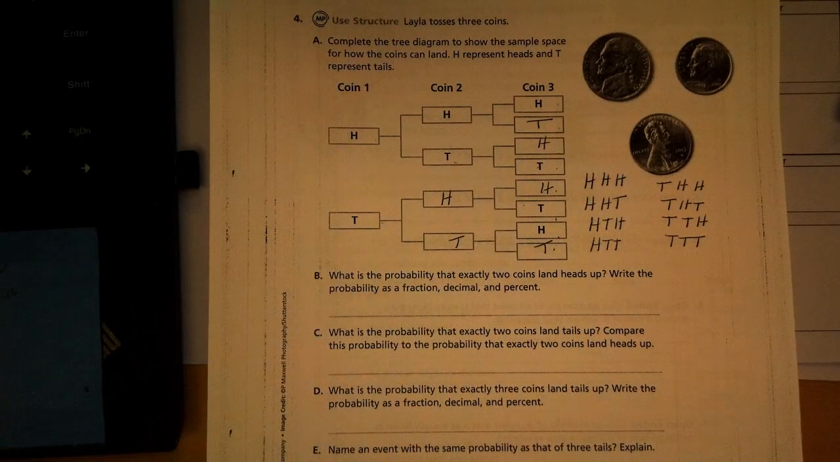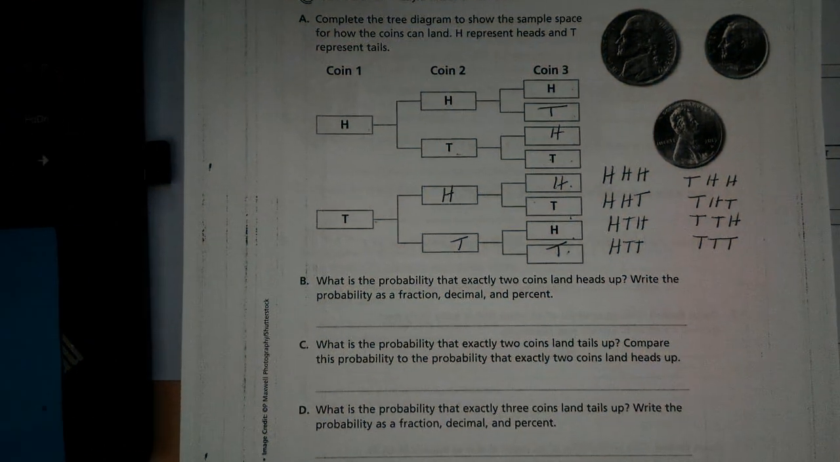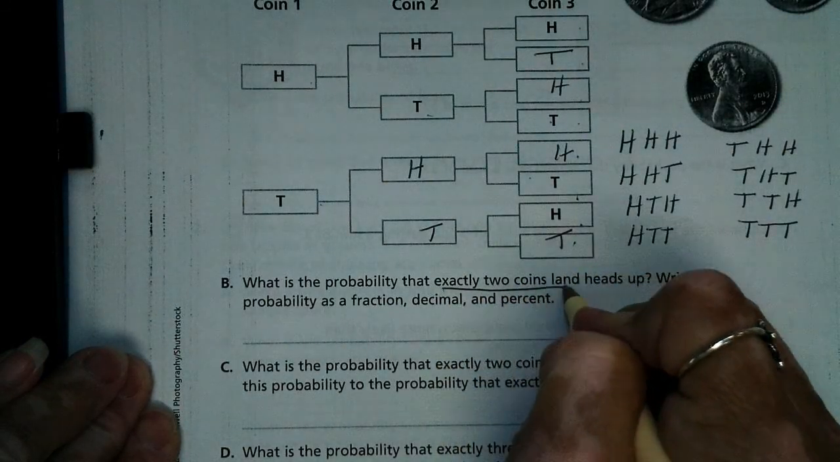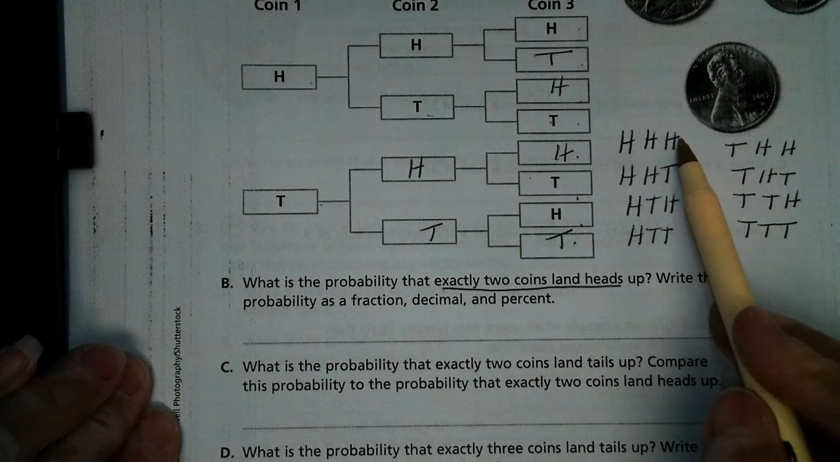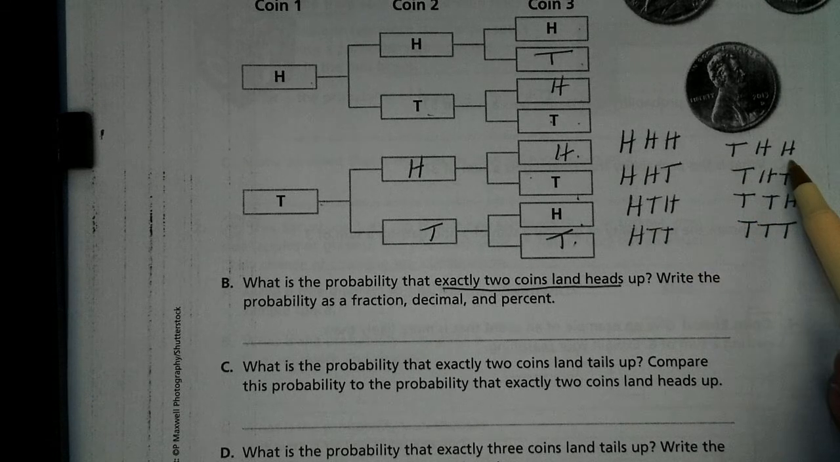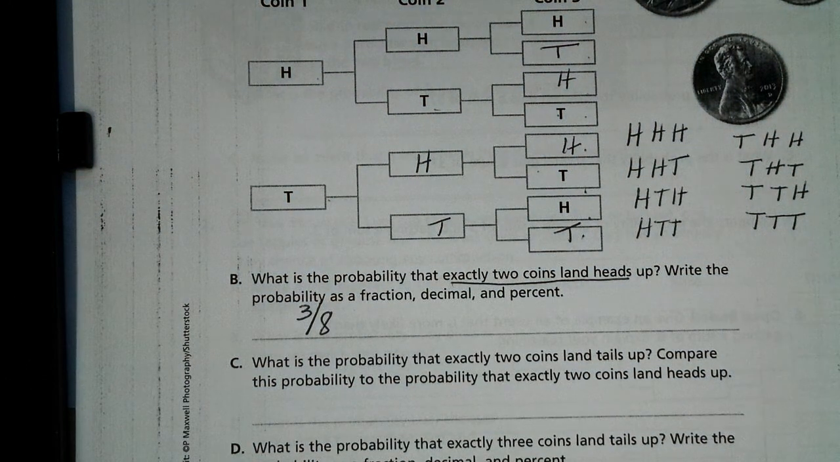Does that make it easier, Xander? Yes, way easier. Because now we need exactly 2 coins. So this one doesn't count, right? Because it's 3 heads. So you would have 1, 2, 3 out of those 8 outcomes.